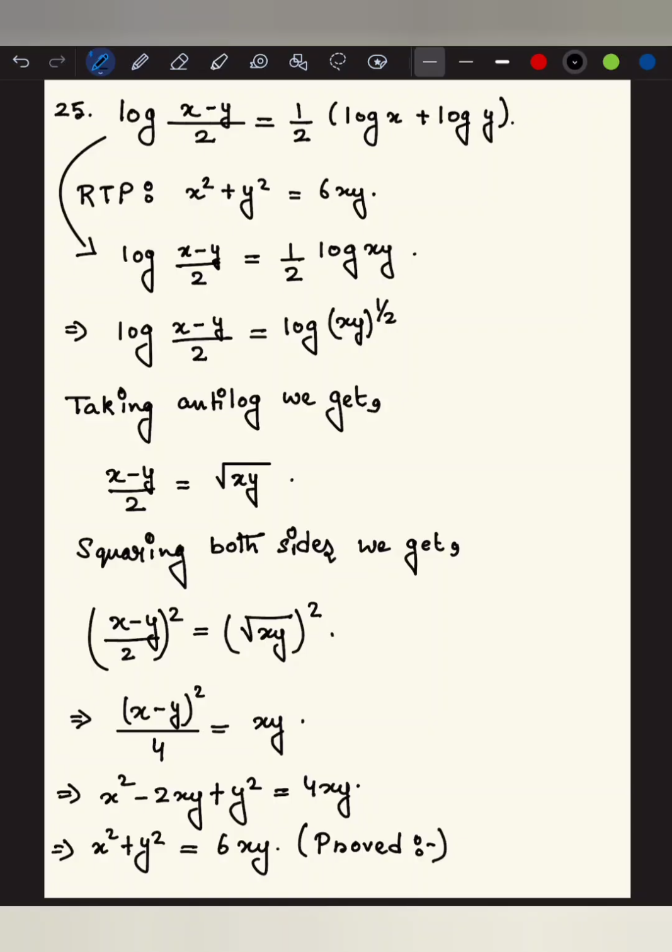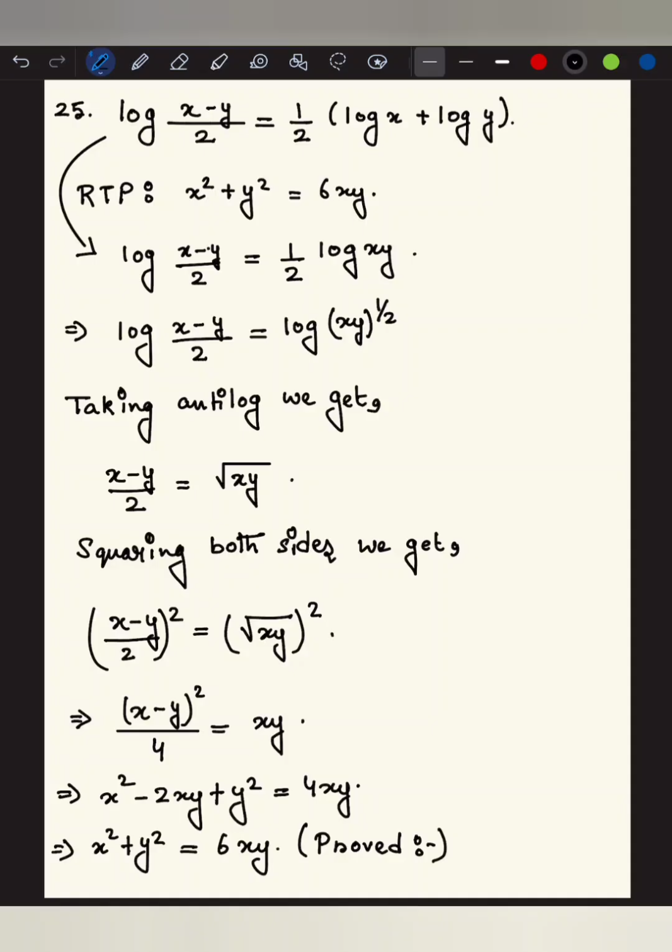Here we are given log of (x minus y) divided by 2 equals half log x plus log y, and we are required to prove this. RTP stands for required to prove. So we are required to prove that x square plus y square equals 6xy. Let's see. First of all, from here we cannot understand how to do this, right? So we'll just keep on simplifying this.